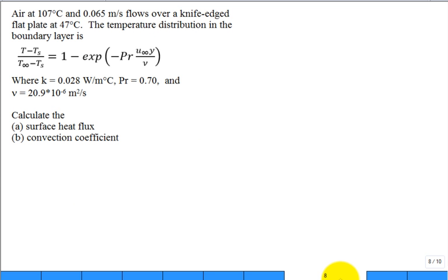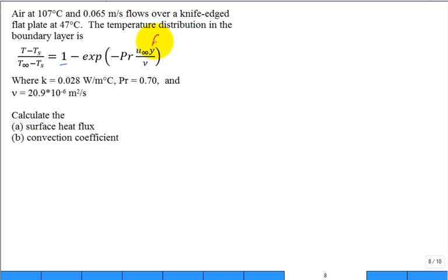We have some time for some problems. Let's solve this problem. So we have air at 107 degrees C flowing with a velocity of 0.056 meters per second over a knife edge flat plate, and the surface of the plate is kept at 47 degrees C. The temperature distribution in the boundary layer is given by this equation. So we take a look at this equation. This looks like our theta, isn't it? And this is just 1 minus an exponential of some terms.